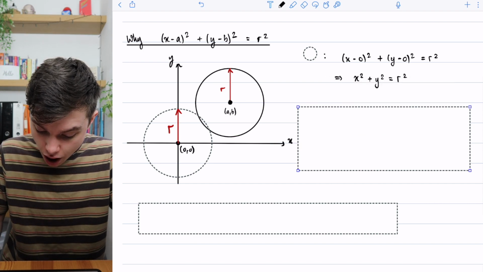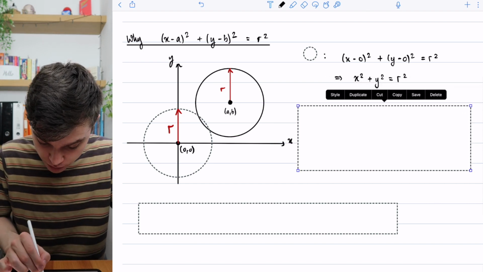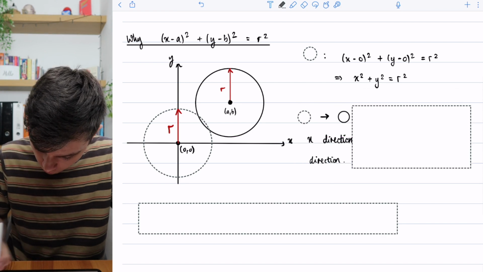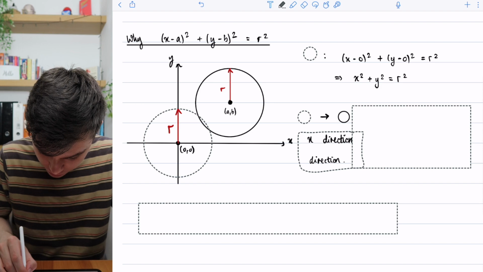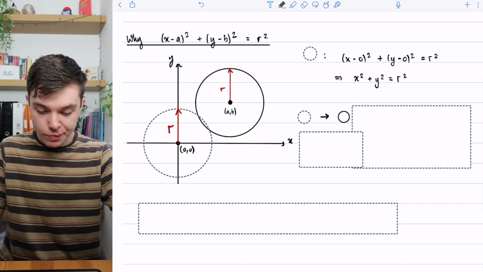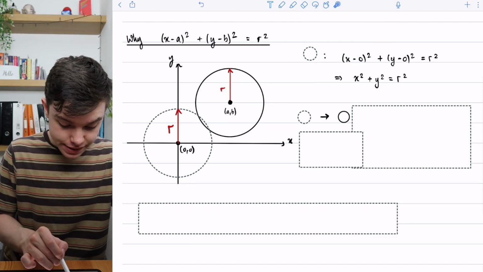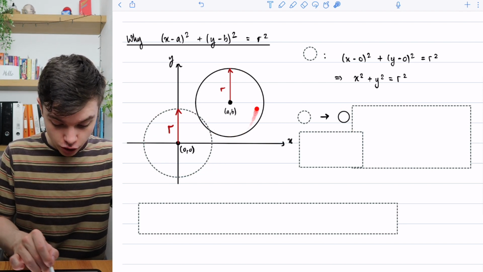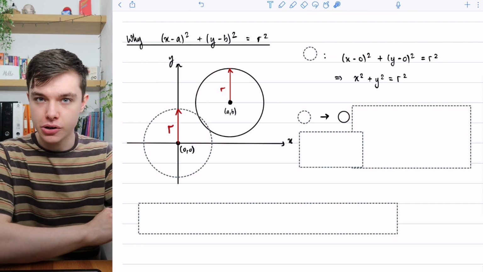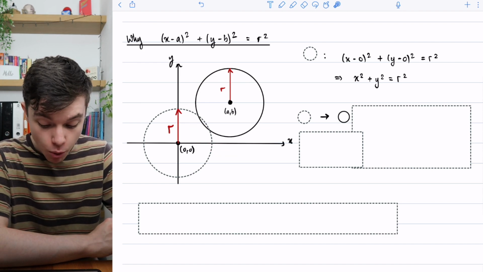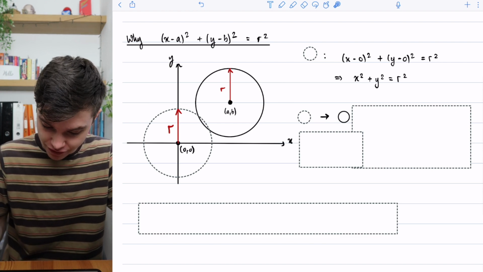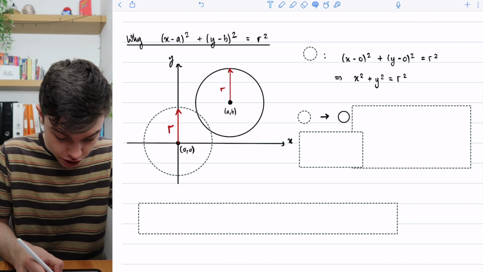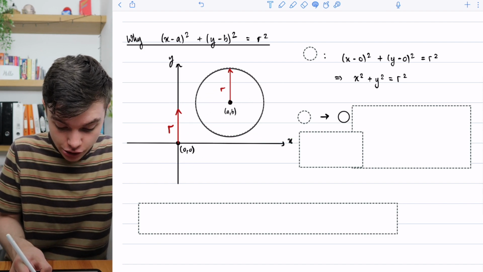Now, how can we go from, I'm going to do it like this actually. Let's just see if that's going to fill in. Probably not. Oh, it does. Perfect. How can we go from this dashed circle to the full circle, the straight line circle? How can we do that? I'll do a little sketch here. How can we go from this circle here to that circle there?